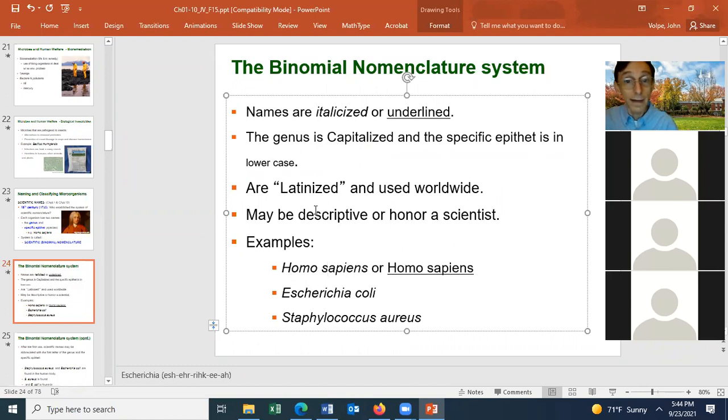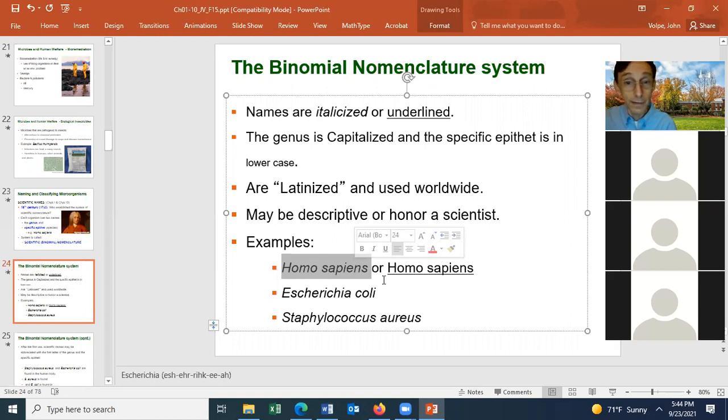The names are Latinized and they're used worldwide. What we mean by that is Homo sapiens is used everywhere in every language to describe the species humans. So it's a worldwide naming system. Everybody in the world uses it. And if you use Homo sapiens, everyone who knows that will know that you're referring to humans.